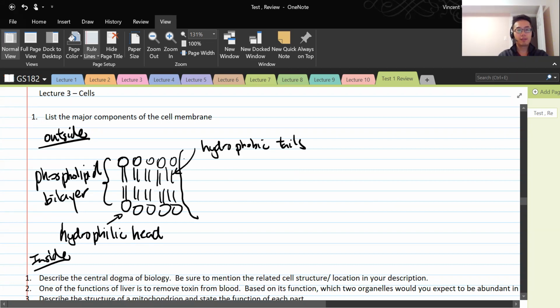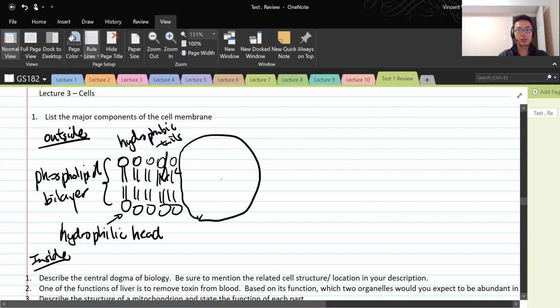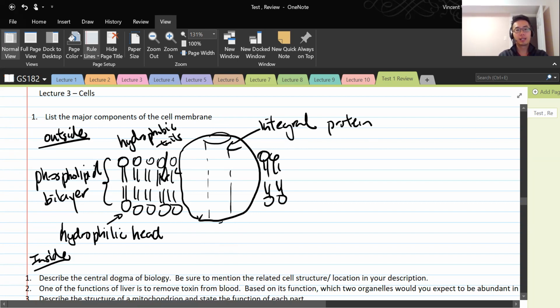Now, every now and then you're going to have a protein like this. Sorry, I'm writing all over the place. This is the hydrophobic tails, and here is the integral protein. An integral protein spans the entire length of the phospholipid bilayer. An example of an integral protein would be a channel protein that allows things to go through.